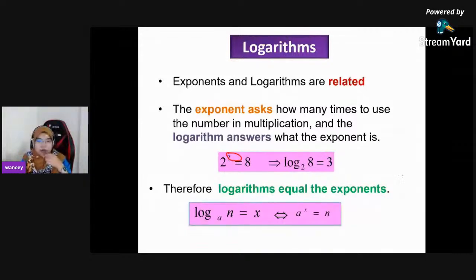Okay, so this is the formula that we have to know. Log to the base of a of n equals x. So that means if you want to change from log to index, take the base over here. So a to the power of x is simply equal to n. Okay, done.